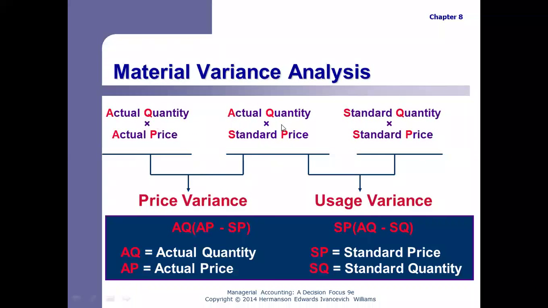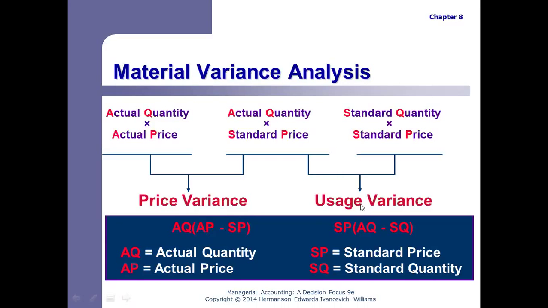Okay, so using our chart here, the material variances chart, the actual quantity times actual price is the left column. The middle column, actual quantity times standard price. You take the difference between the left and the middle columns, that's your price variance. If you don't like to use this chart like this, you can use a formula, and here's the formula here. Price variance equals your actual quantity times the difference between actual price minus standard price.